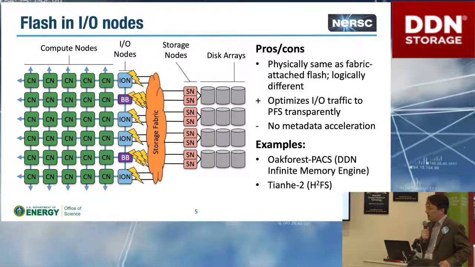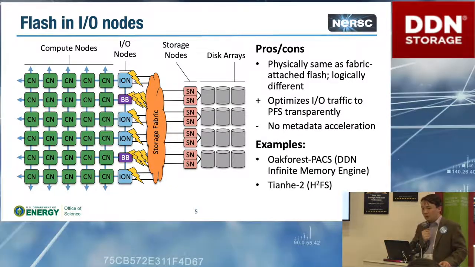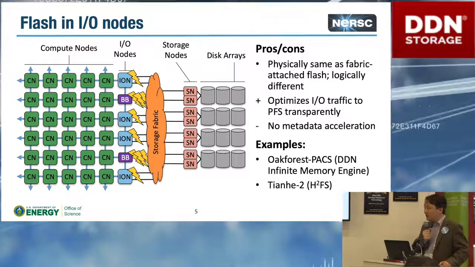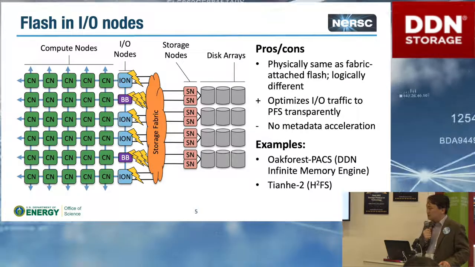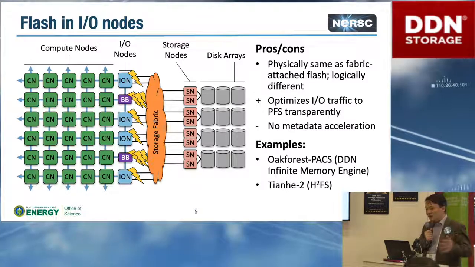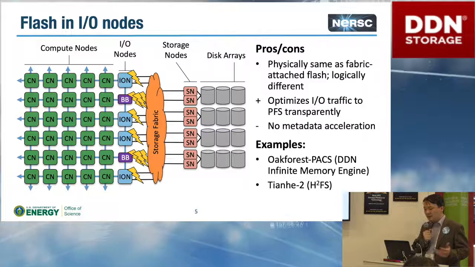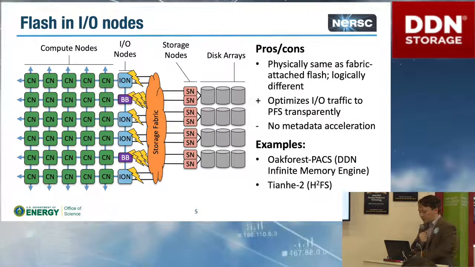The Tianhe-2 system in China also uses this model using their own custom software called H2FS. And just yesterday I learned Fujitsu, for its post-K machine, is developing a burst buffer software technology called LLIO, which functions the exact same way. So this is a very popular way to go because it does make things easy for the user while still giving them the flexibility to do advanced things like specify what the lifetime of data is, when to evict, and things like that.